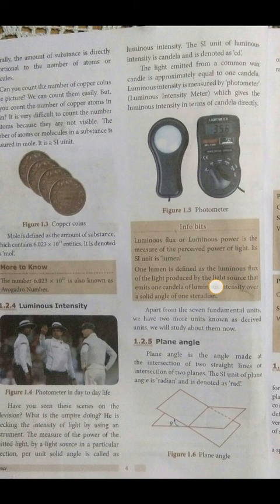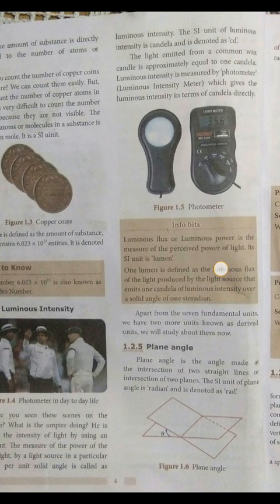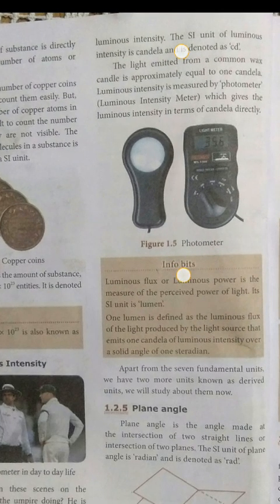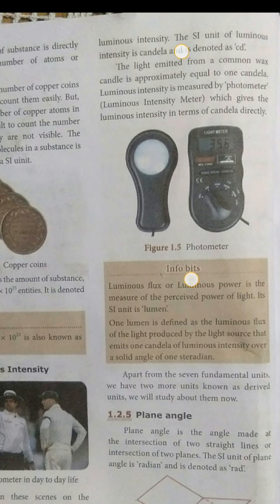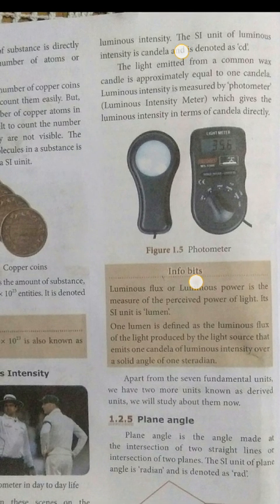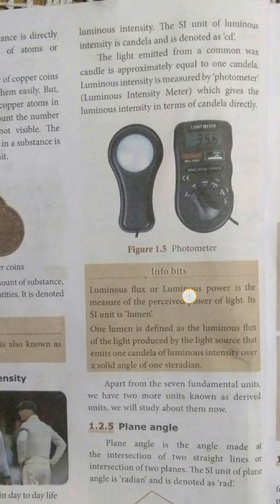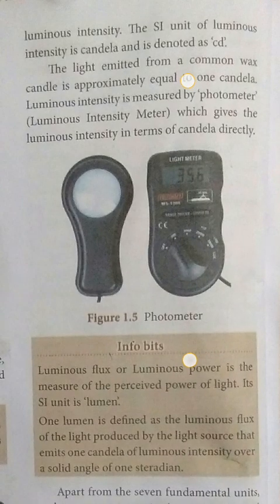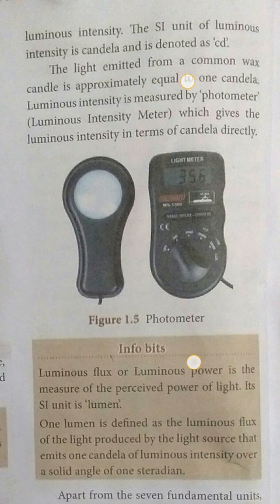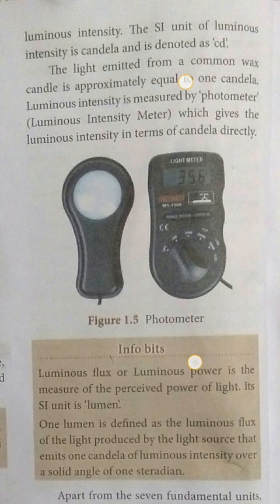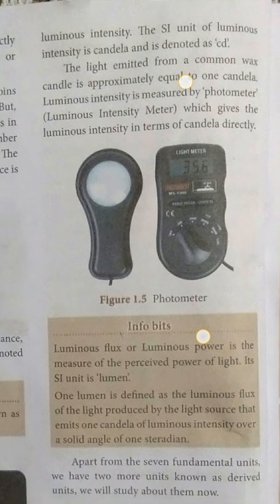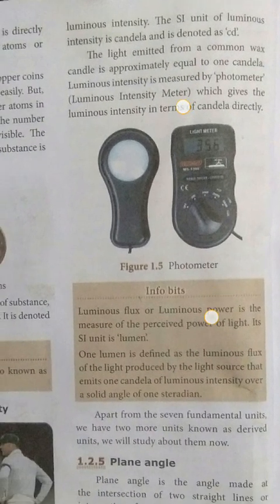Which instrument is used to measure the intensity of the light? Photometer. What is the other name of photometer? Luminous intensity meter. It will give the intensity of the light in candela. Here the reading is given as 35.6, so this is the intensity of the light, that is 35.6 candela. By using this instrument we can measure the intensity of the light.